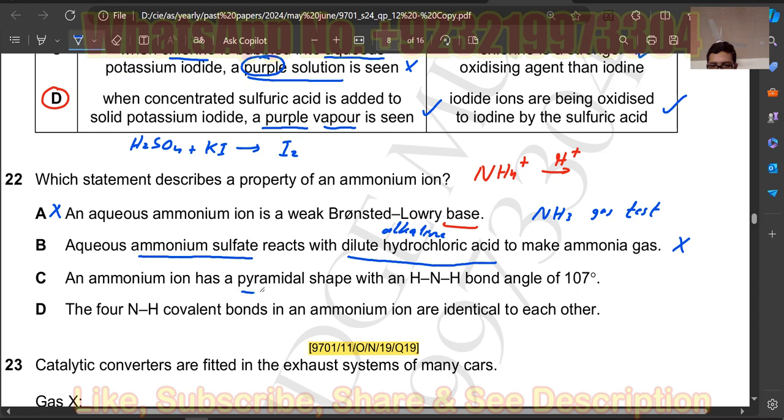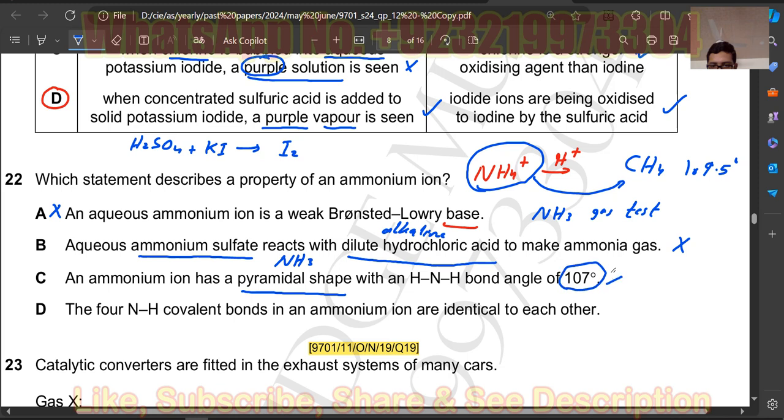And option C: an ammonium ion has a pyramidal shape. No, that is incorrect, and we have already seen in the initial questions that pyramidal shape is linked with ammonia. An example of pyramidal is ammonia, but this one is the ammonium ion, which is just like CH4, and CH4 has the shape of tetrahedral, in which the angle is 109.5 degrees. So this 107 is incorrect.